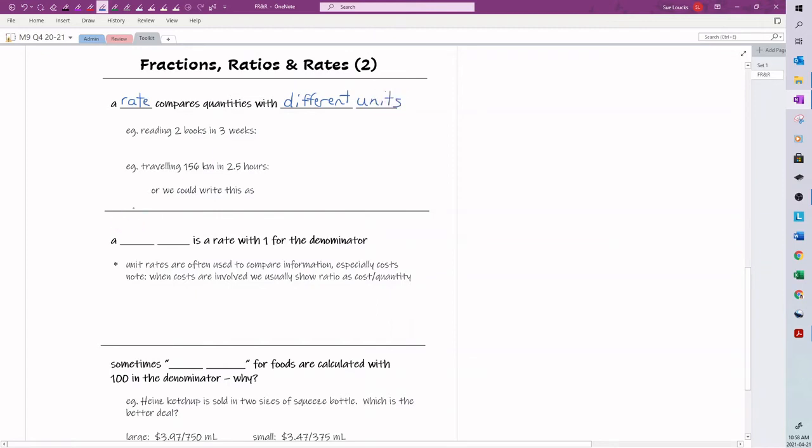So, for example, I could read 2 books in 3 weeks, and I could write that as 2 books over 3 weeks. But we usually write it as 2 books and then a slanted line, 3 weeks, where the slanted line is read as per. 2 books per 3 weeks.